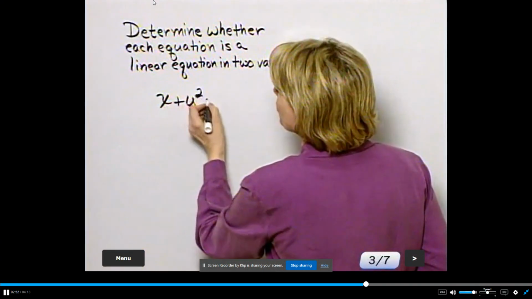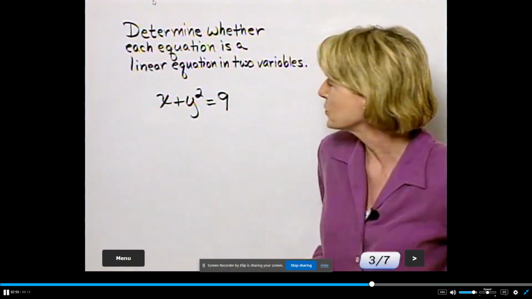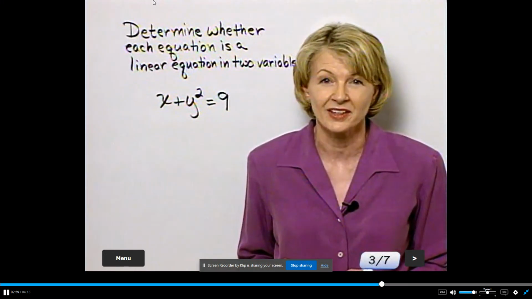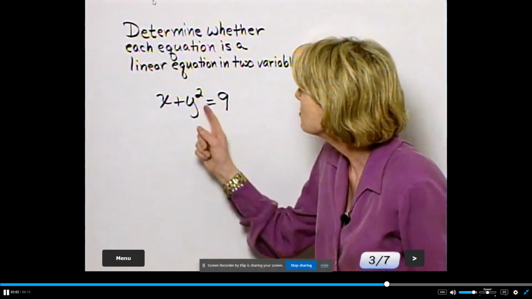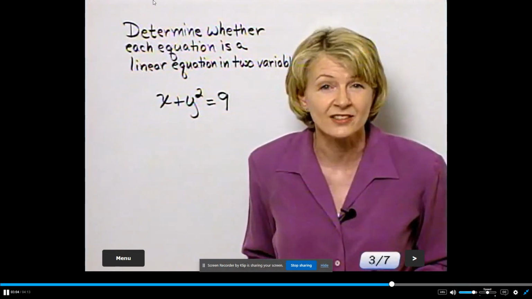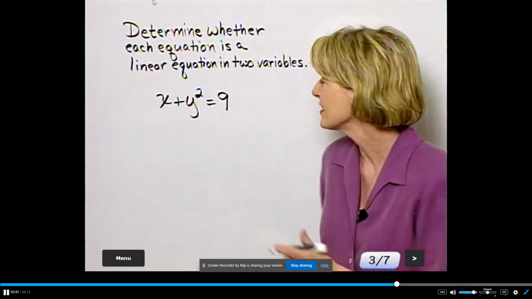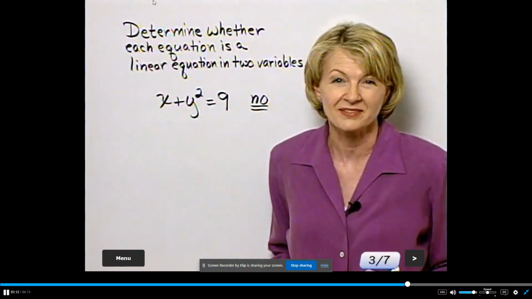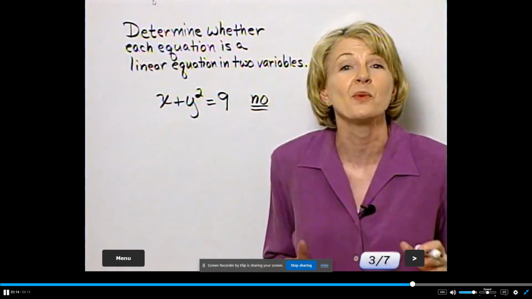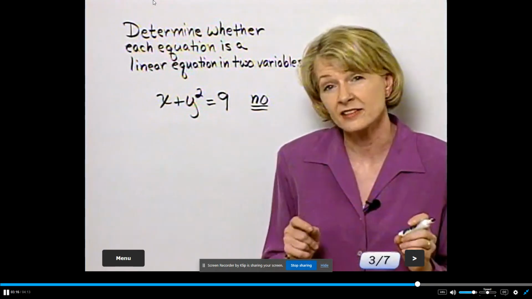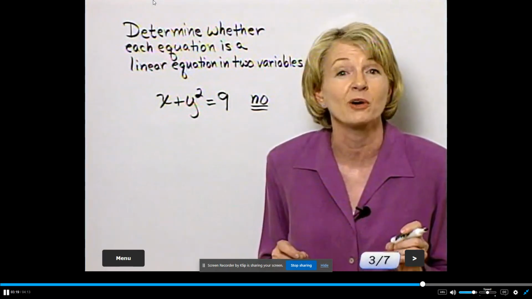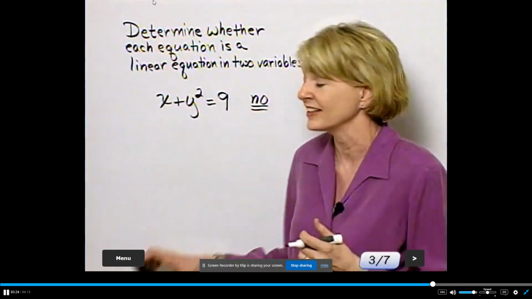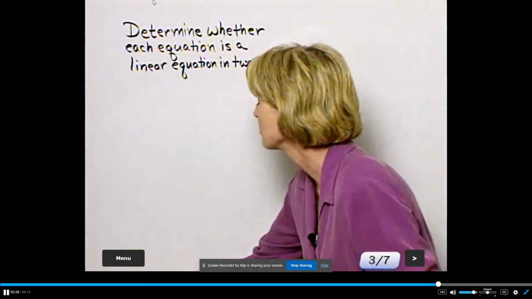What about x plus y squared is equal to 9? Is this a linear equation in two variables? The answer is no. Because the variable y is squared, this is not a linear equation in two variables. It's not of the form ax plus by is equal to c, because x and y both have that understood power of 1. This y has a power of 2. This is not a linear equation in two variables.